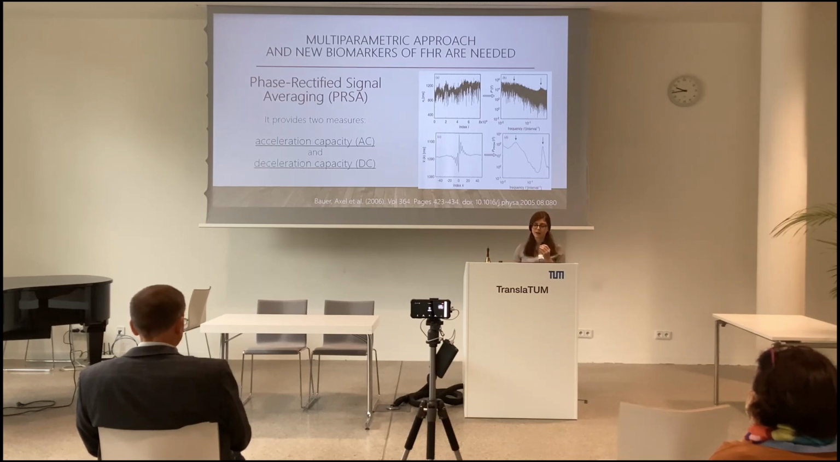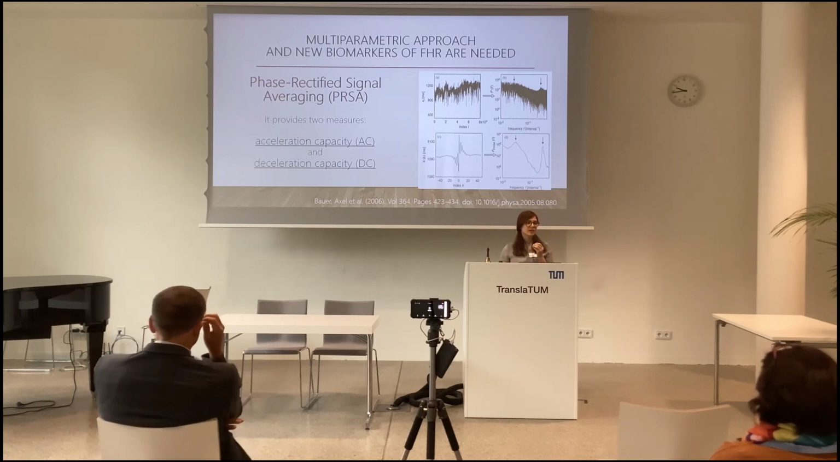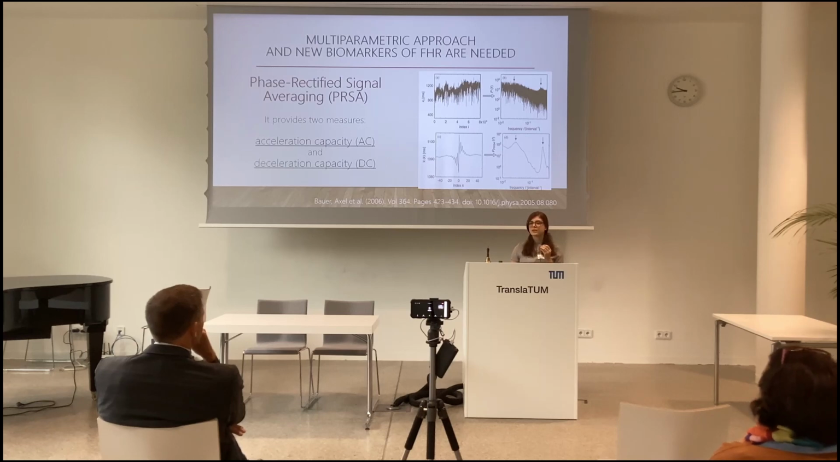I'm pretty sure that some of us know about this technique, but however it is a relatively new measure of fetal heart rate variability, which is nothing fancy, it just computes the average of a time series, providing two measures that are the cardiac acceleration capacity and the deceleration capacity from an interbeat time interval.